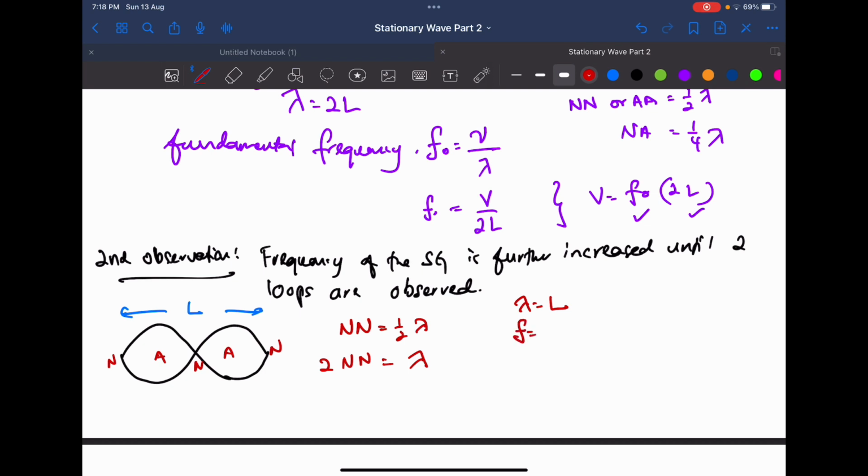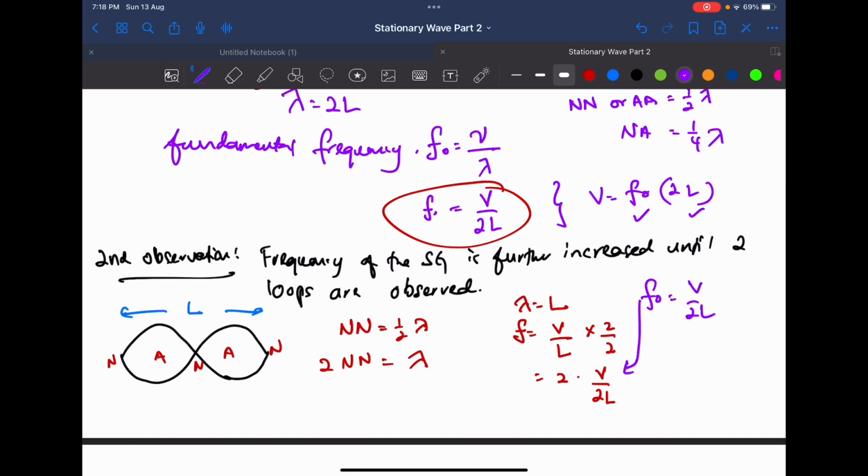So the frequency is V over L. But what is it in terms of F naught? Right? So what I'm going to do, I'm going to multiply with 2 over 2. This will be equal to 1. So what you'll have is 2V over 2L. Right? And we know that the fundamental frequency is V over 2L. So we substitute into here. What we have is 2F naught. That means it is 2 times the F naught.